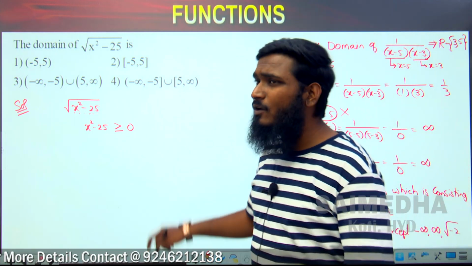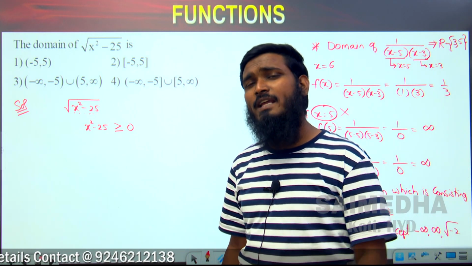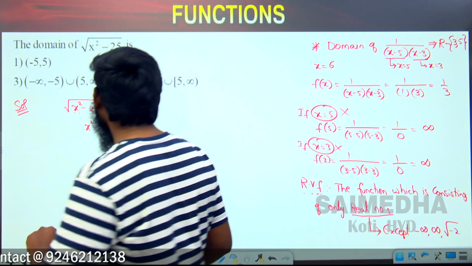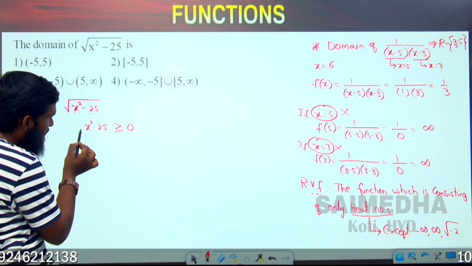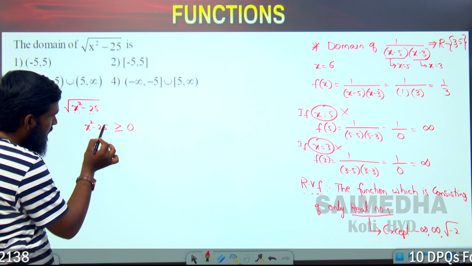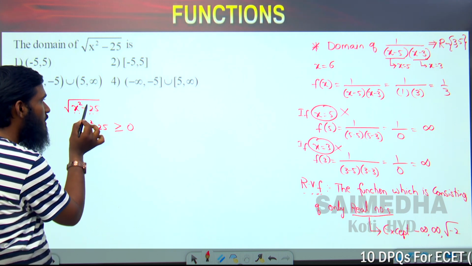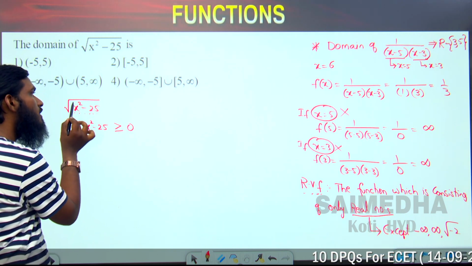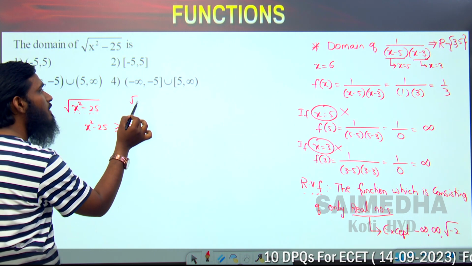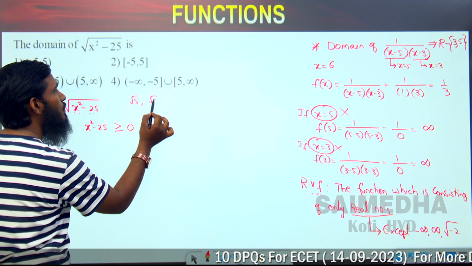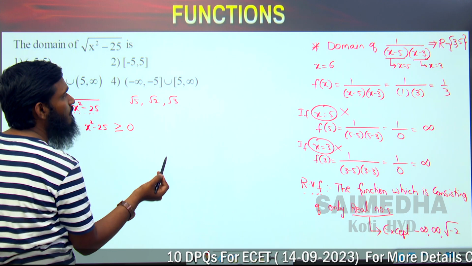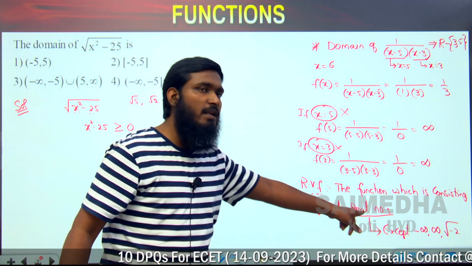Now why are we taking only greater than or equal to 0, and why not less than 0? Listen carefully. If this complete part is greater than 0, a positive number, then root of a positive number, like root 5, root 2 or root 3, whatever we have, these numbers will be under real numbers only.